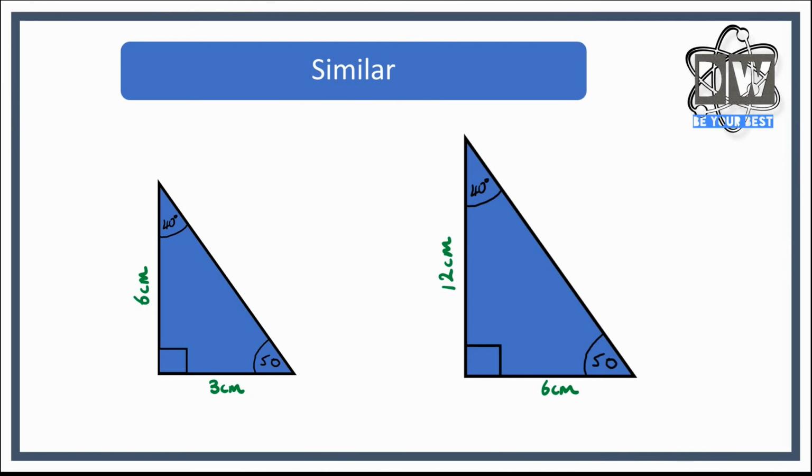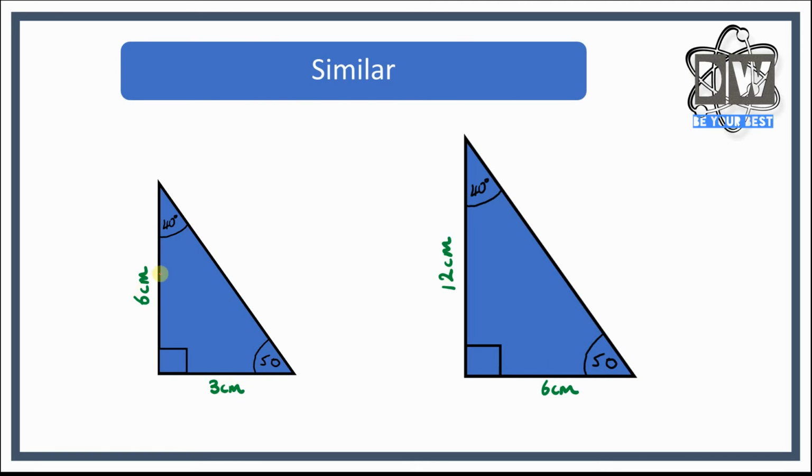Okay, but we can see here that these shapes are similar. The degrees are the same here and here, 40 degrees, 40 degrees. This angle is 50 and this is 50. This is 90, this is 90. This is 6 and this is 12. This is 3 and this is 6.